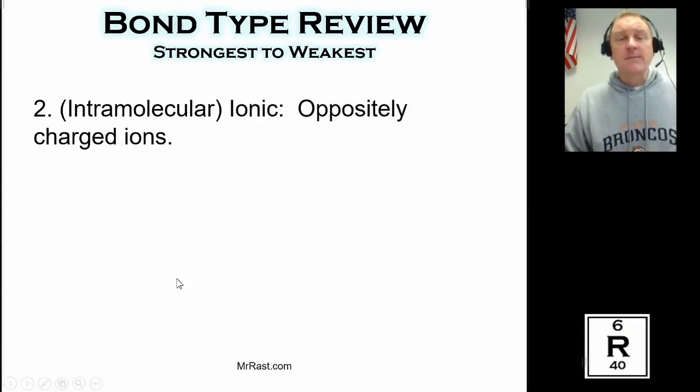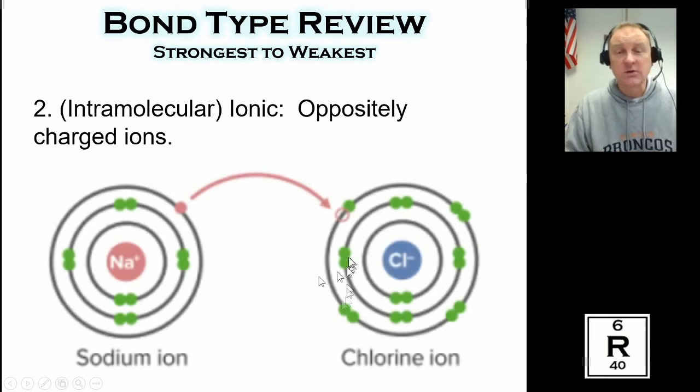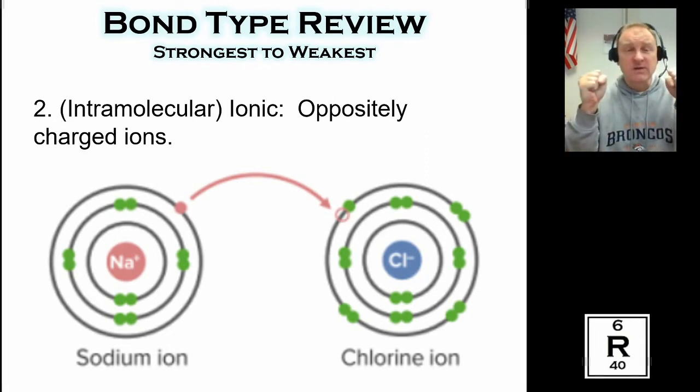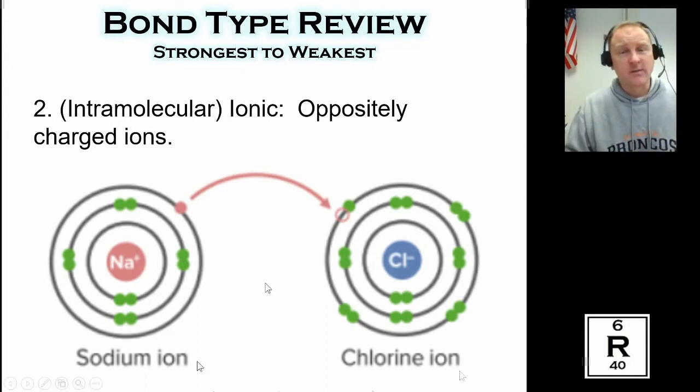The next type of bond would be ionic bonds. Ionic bonds are very strong, and these are oppositely charged ions, something like sodium chloride. What happens here is an electron leaves a metal or a very non-electronegative element and goes to something that's more electronegative, and it makes something positive and makes something else completely negative. One thing's completely positive, the other thing's completely negative, and those opposites attract like magnets. It's strong, but not as strong as a covalent bond.